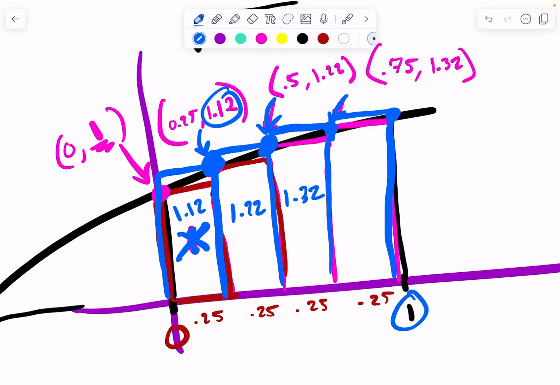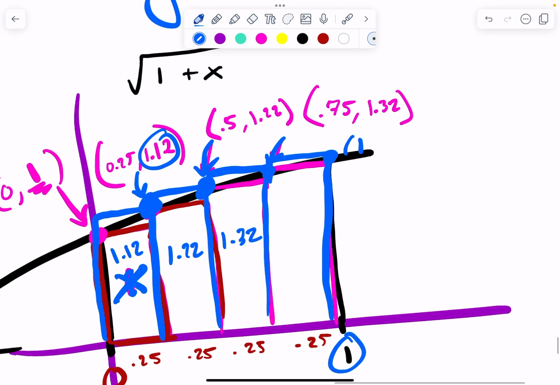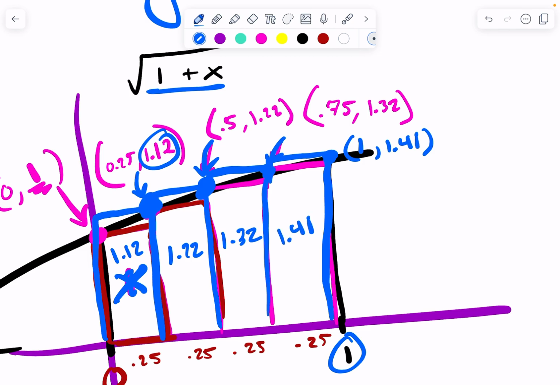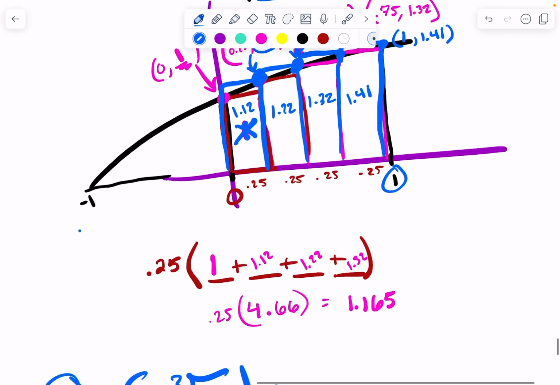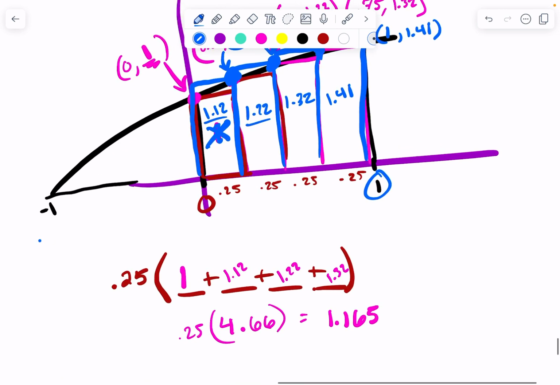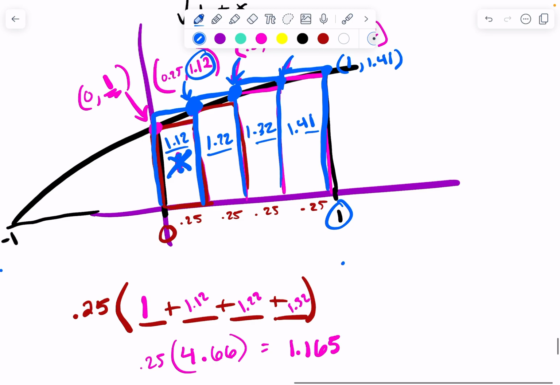I've gotten rid of this 1, and now I've added on this fourth one over here, and that I get by plugging 1 in. Okay, so now I need this coordinate point 1 comma something, and if I plug 1 in, I'm going to take the square root of 2, which I should know. It's like 1.47 or something like that. Give me just a second. Yeah, oh no, 1.41. Okay, 1.41 is what he is. So now I have those numbers instead for the right endpoints, okay? And I'm adding those guys together and then taking 0.25 of that.